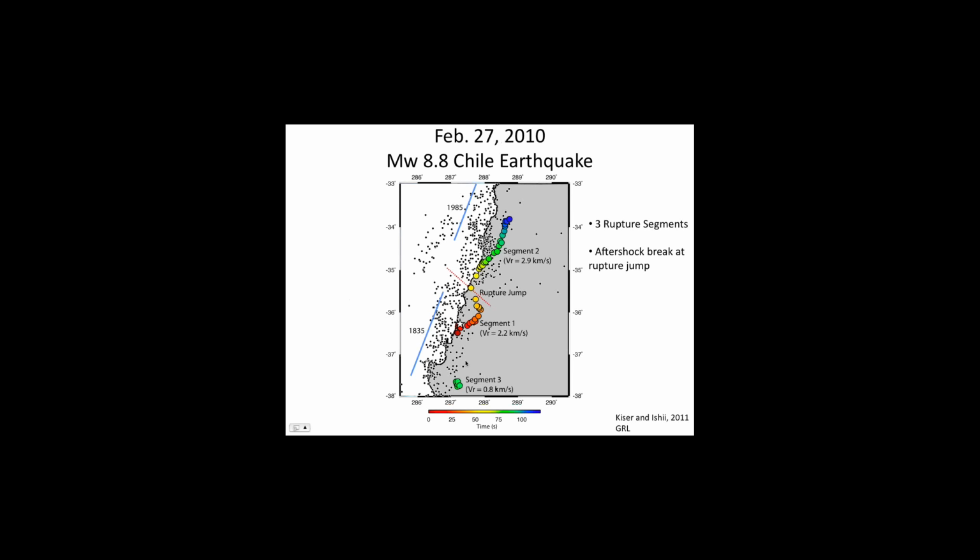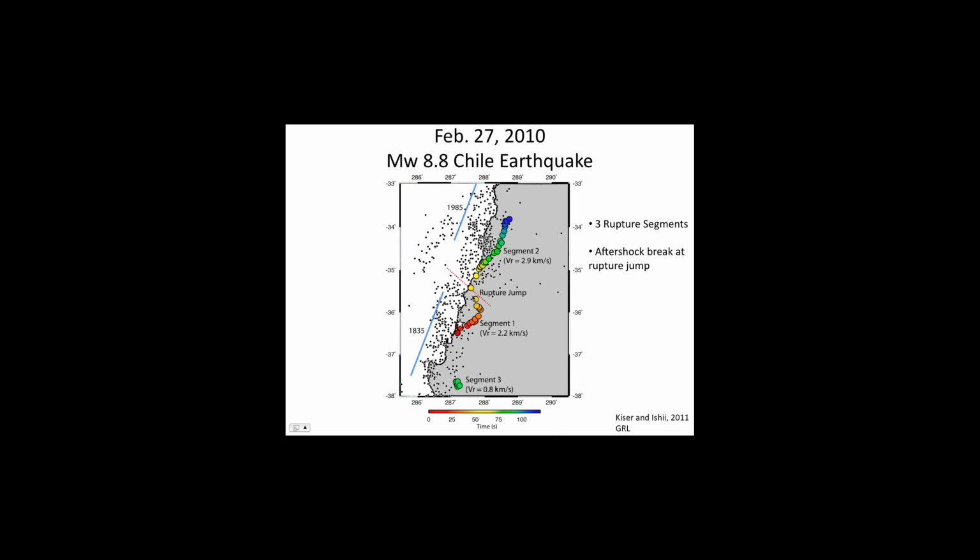So we have 3 segments for this earthquake. We have this initial segment which ruptured to the northeast at a rupture velocity of 2.2 kilometers per second. The second segment had the highest amplitude and the highest rupture velocity at 2.9 kilometers per second. And then this very weak segment to the south had a very slow rupture velocity. In addition, as I said before, we think we have this jump in the rupture.